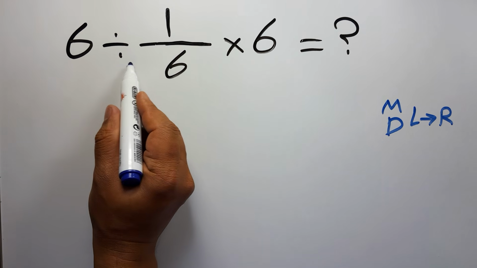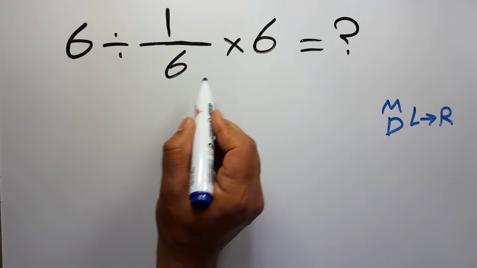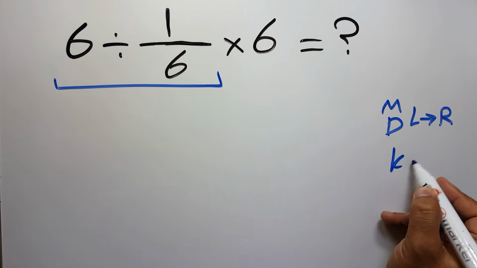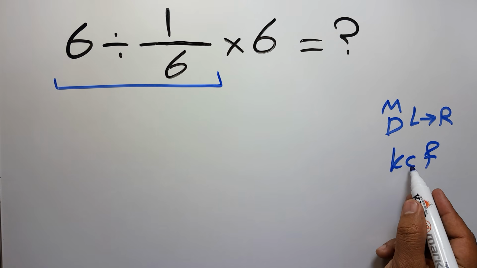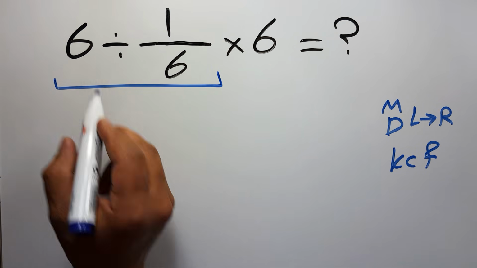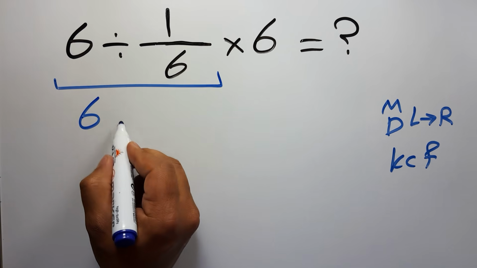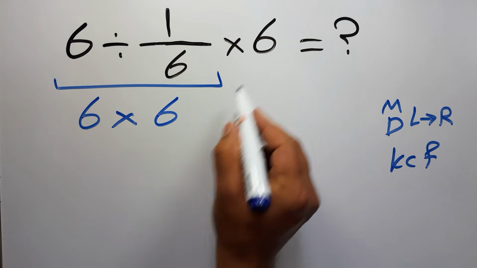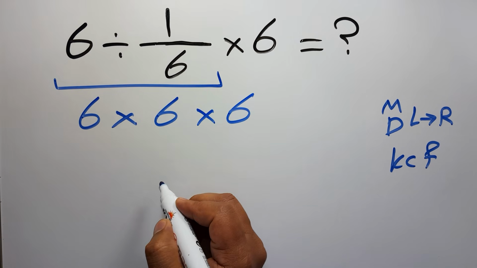So first we have to do this division: 6 divided by 1 over 6. According to the KCF rule, K stands for keep, C stands for change, and F stands for flip. We can write: keep the first fraction, change division to multiplication, and flip the second fraction. And again here we have times 6.